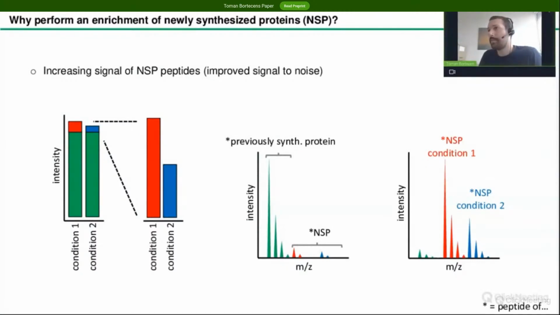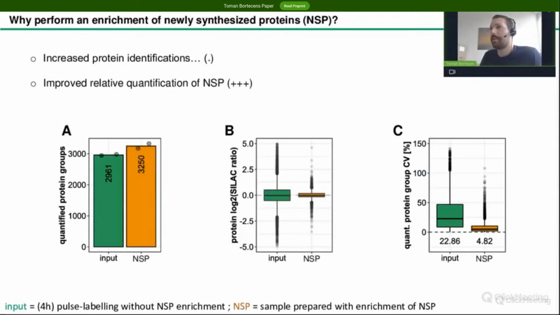As I mentioned before, the distinction between the different conditions here is not really a problem due to the use of high-resolution mass spectrometry. However, the main benefit here is definitely this increased signal-to-noise, which, as I'll show you, has a major benefit. So here's now some data in which I'm comparing samples that I obtained from cells that were labeled for 4 hours, either without the enrichment of newly synthesized proteins, labeled input here, or NSP standing for enriched newly synthesized proteome sample.